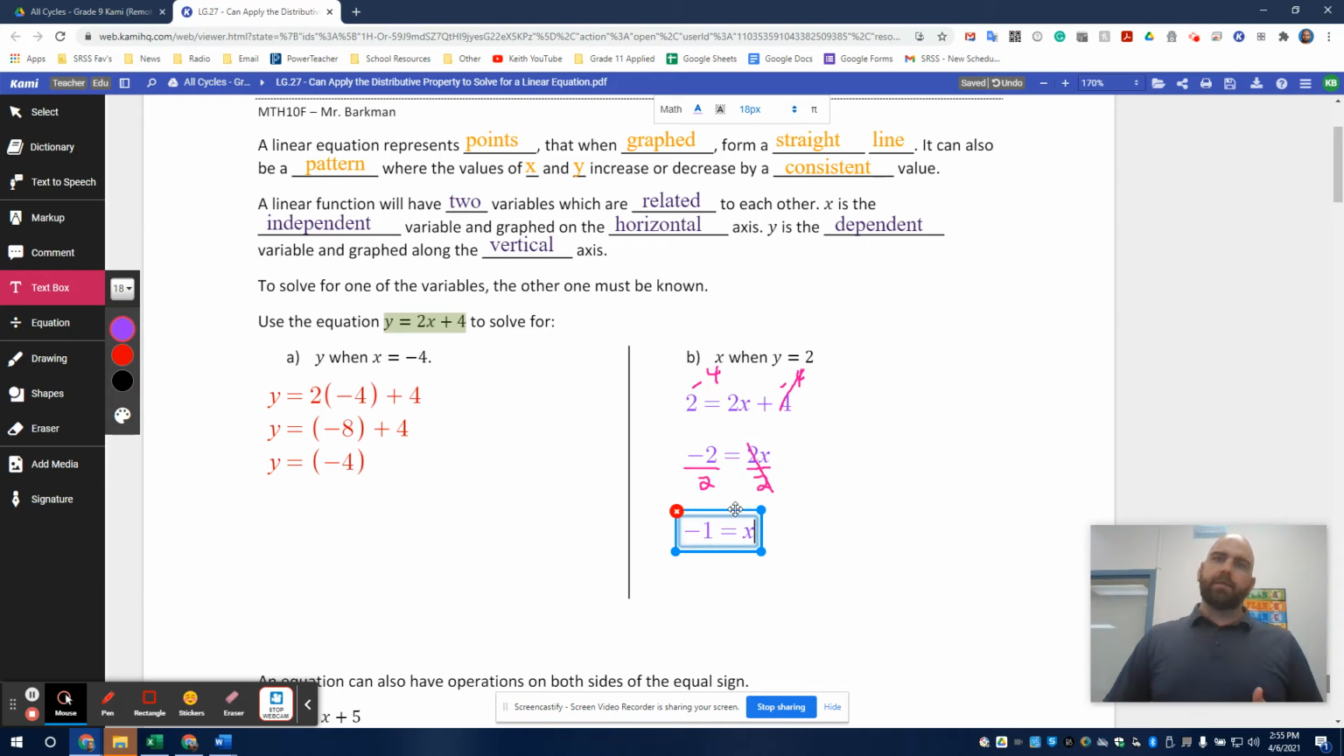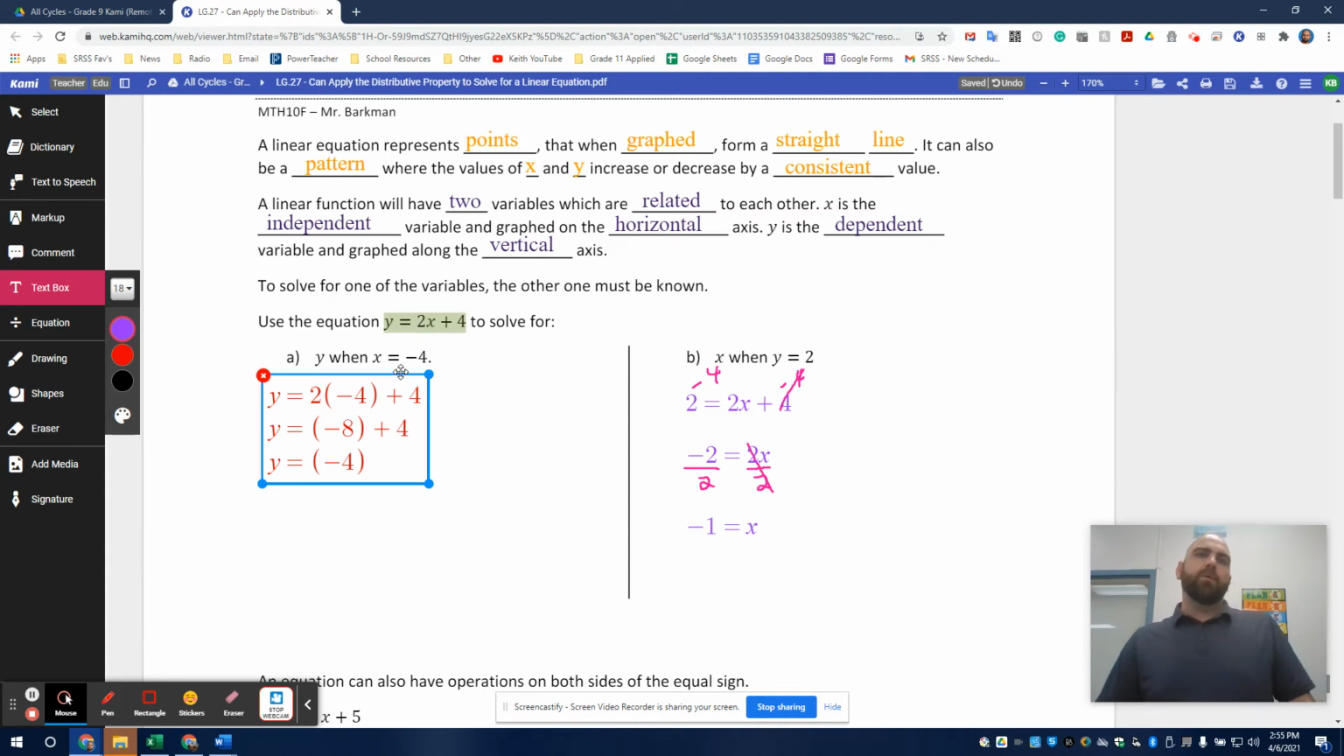That tells us that when y is 2, x has to be negative 1. That's the relationship. Those two numbers are related based on the equation. When x was negative 4, y was negative 4. When y is 2, x is negative 1.